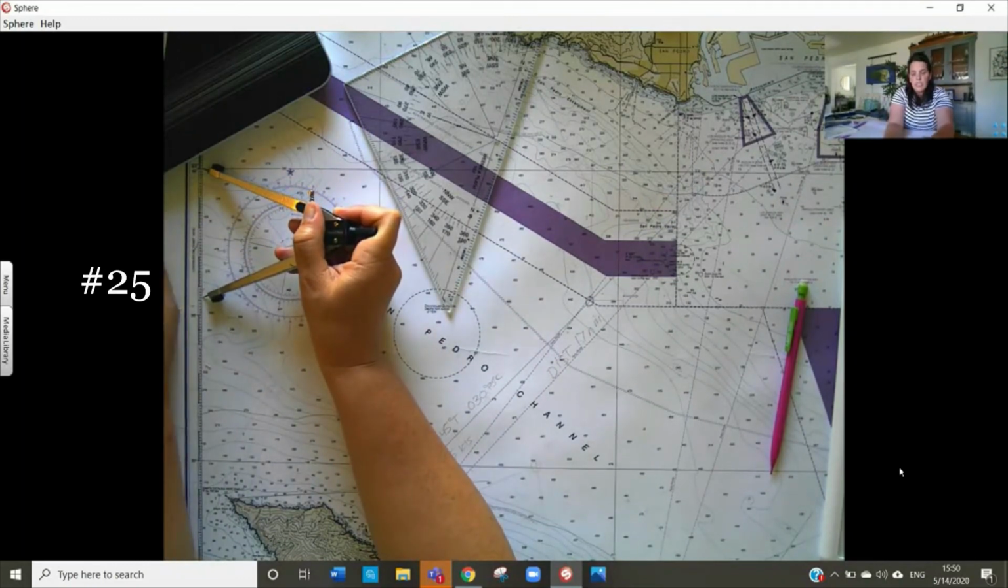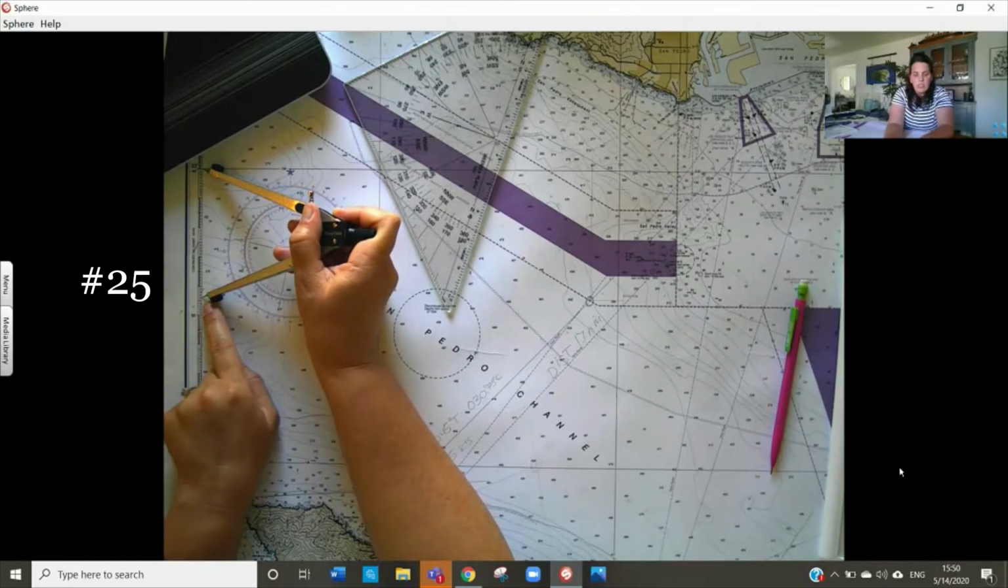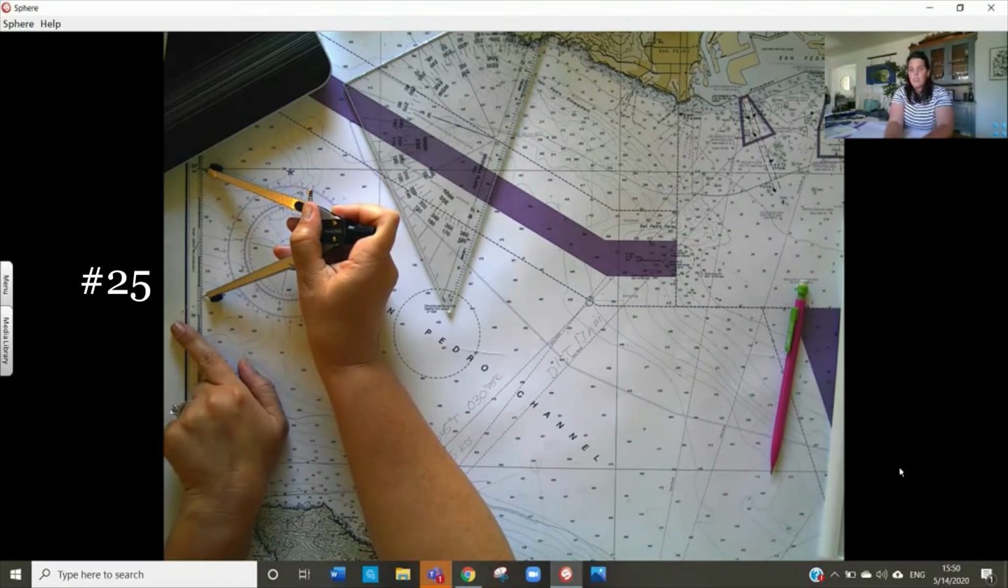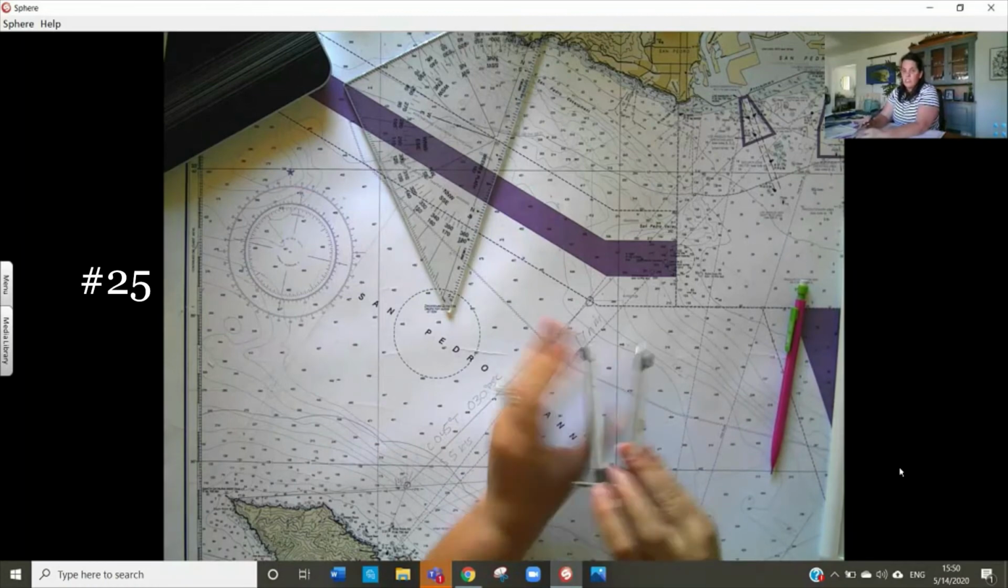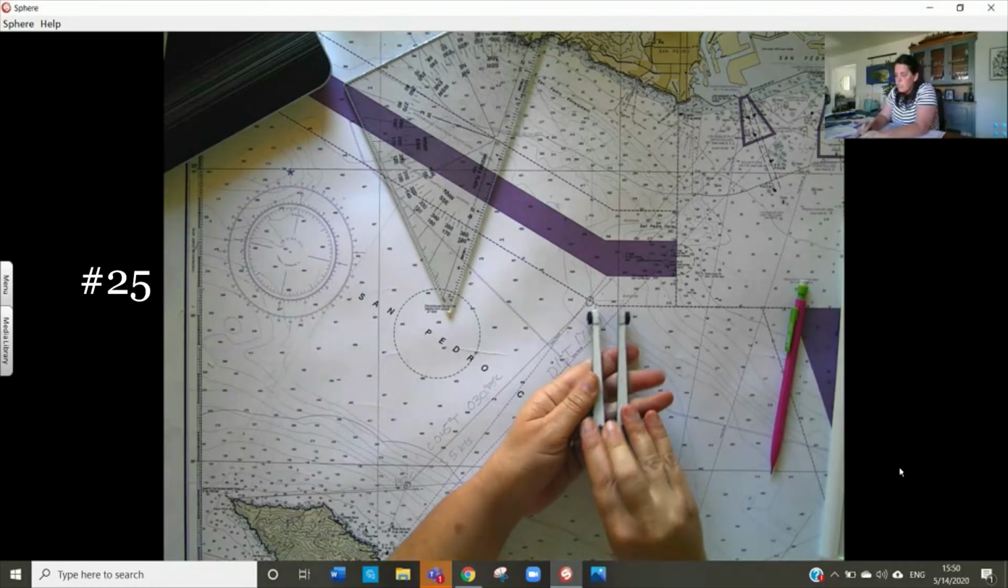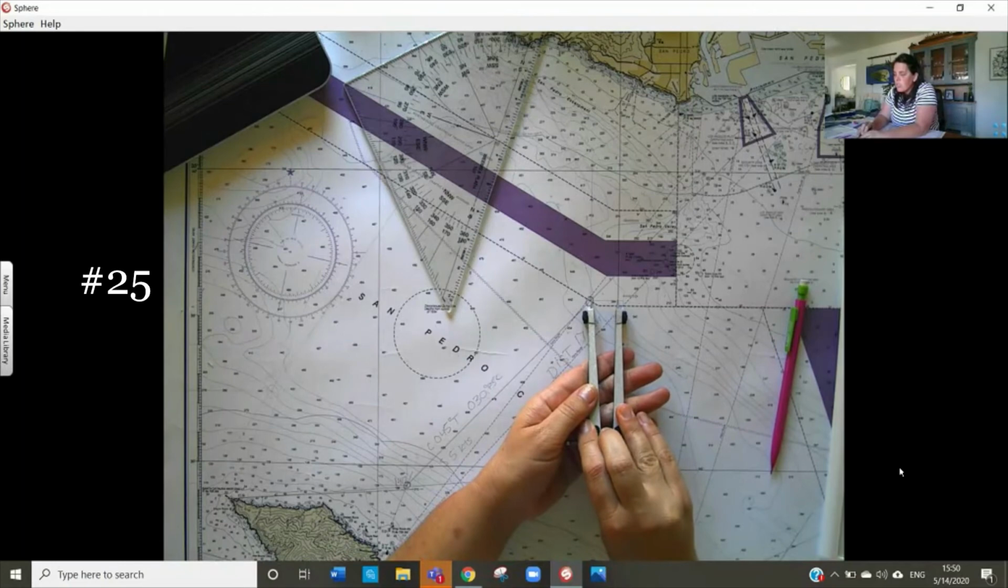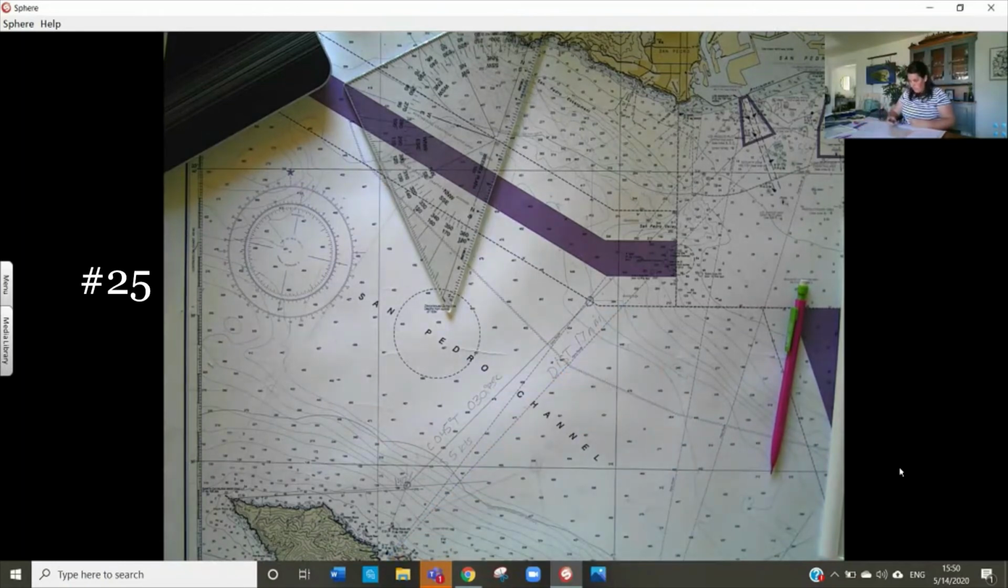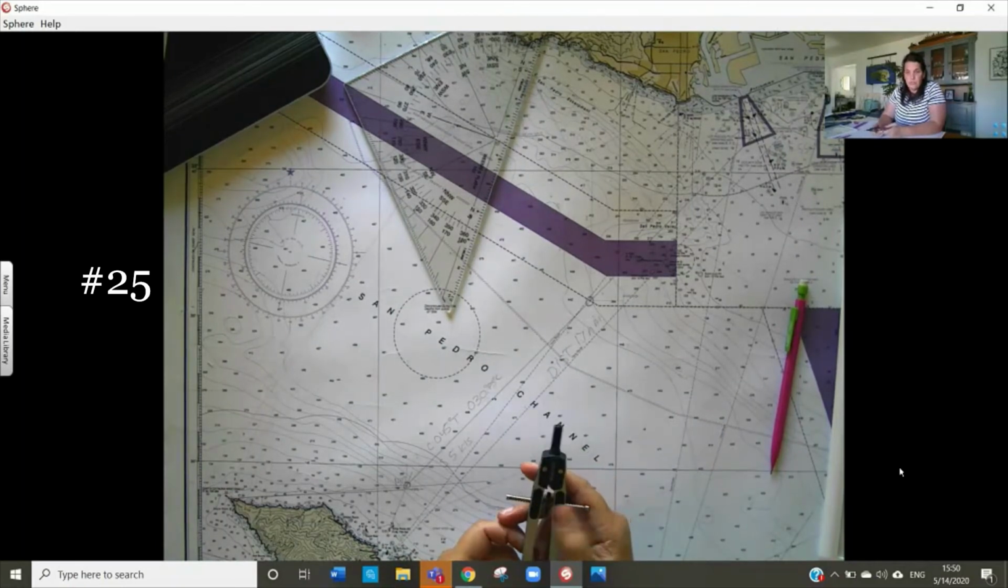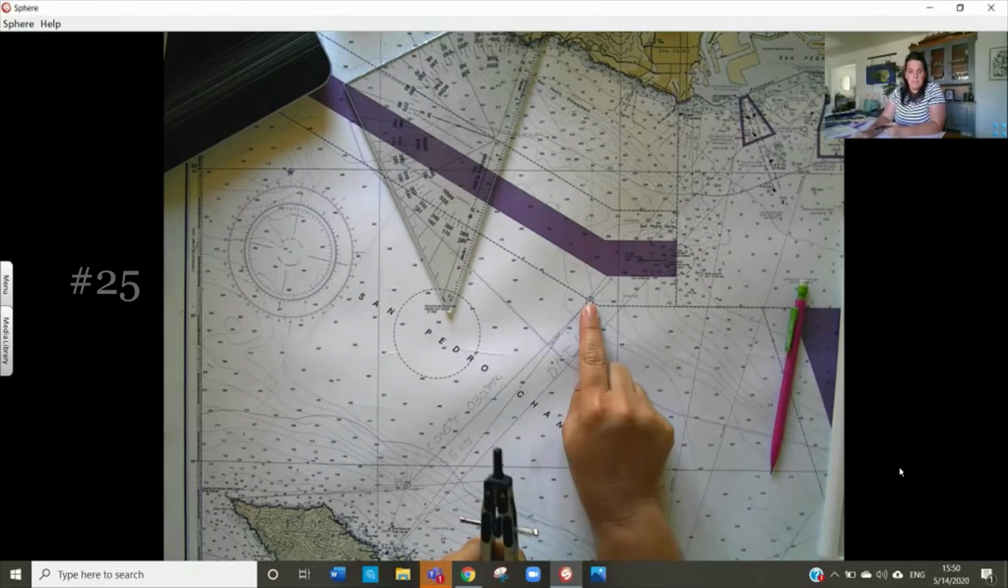I get a position of 35.6, or 7. And then for longitude, I get a longitude of, what is this? 118 21.2 for my position there.